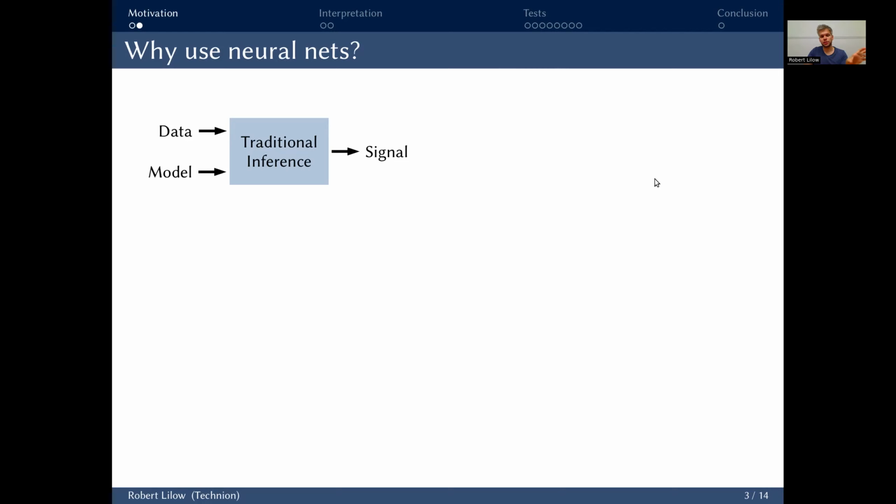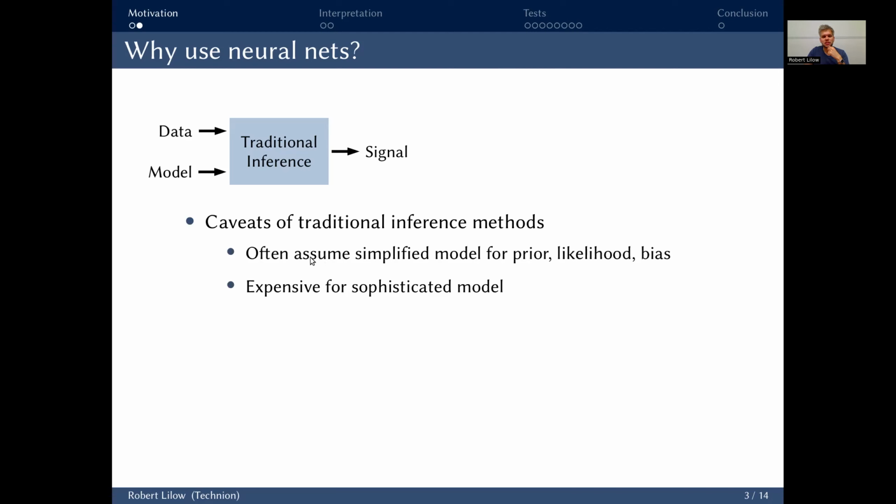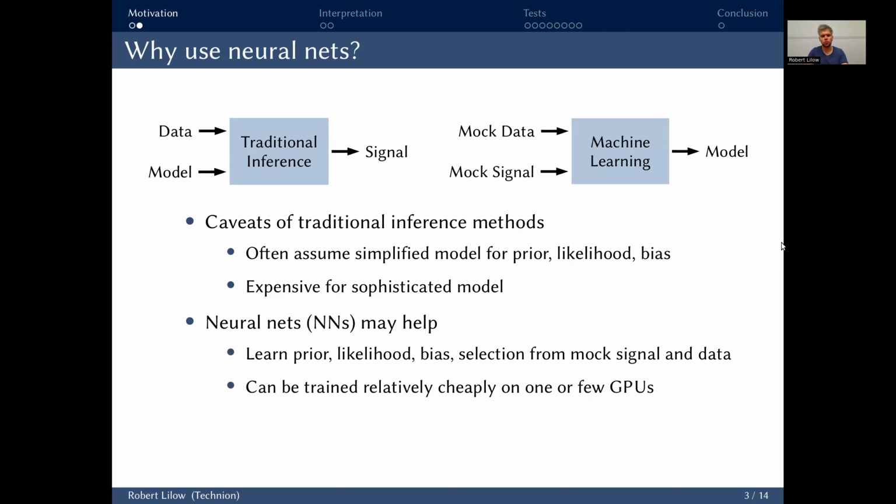Now, this has the big advantage of giving you a lot of control over what actually enters your model that relates data and signal. But at the same time, the flip side is that you usually have to make some simplifications in your model to actually compute this. Or if you want to get more and more sophisticated with this model, quickly this approach becomes numerically extremely expensive. So this is where neural networks, with a different approach in the context of machine learning, can maybe help.